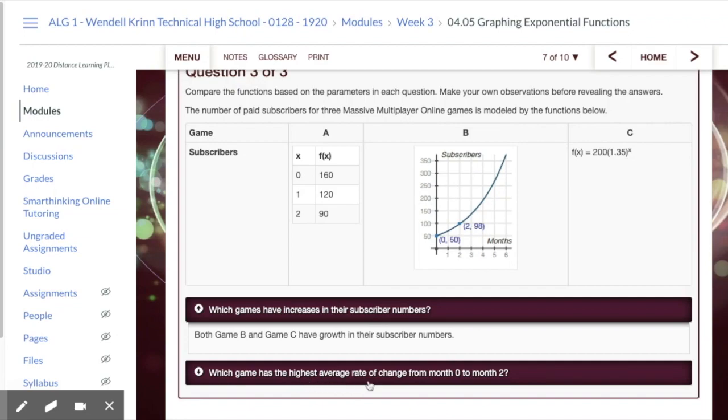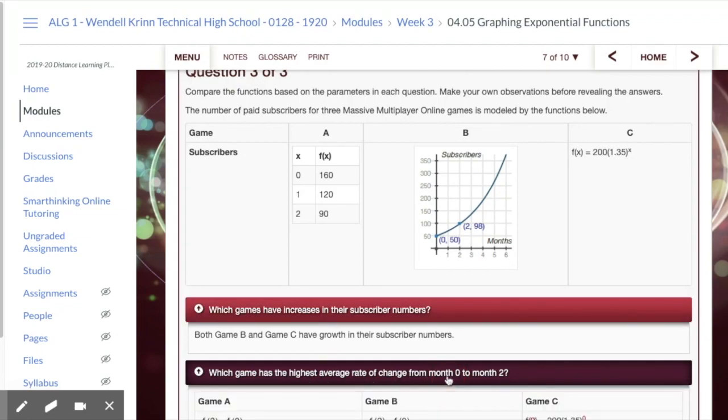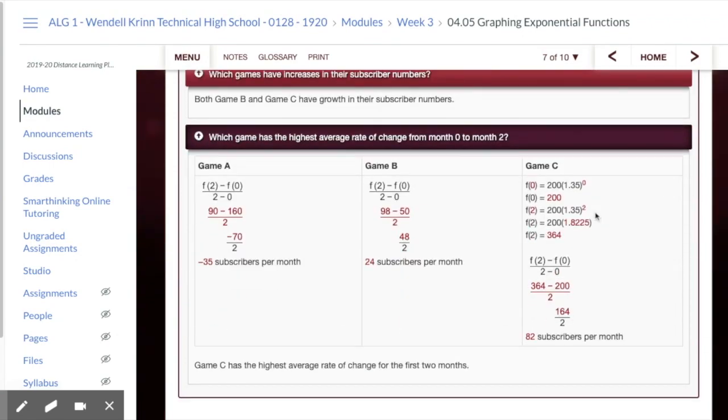Which game has the highest average rate of change from month 1 to month 2? So that's something that we actually need to calculate. We want to take 90 minus 160 divided by 2 minus 0, 98 minus 50 divided by 2 minus 0, and then we got to plug those numbers in here to figure that out. We got to plug in 0 for x, and then we got to plug in 2 for x. So as we can see, the work is here for us.